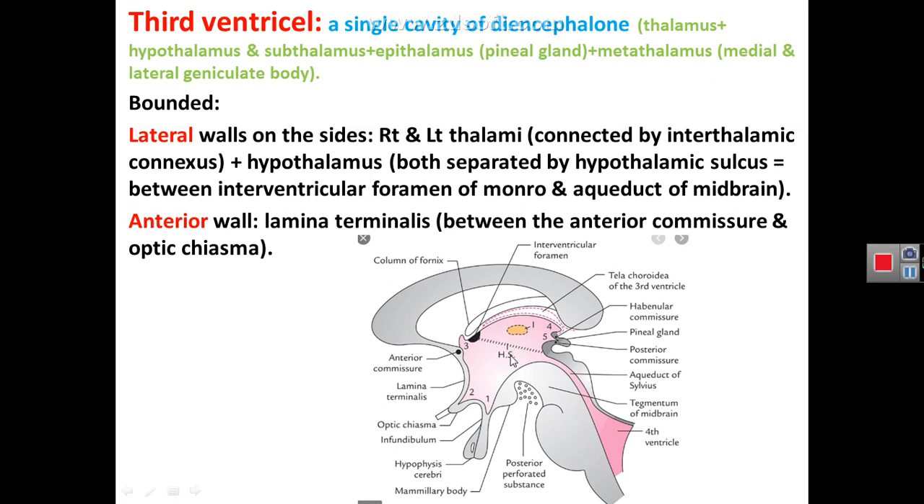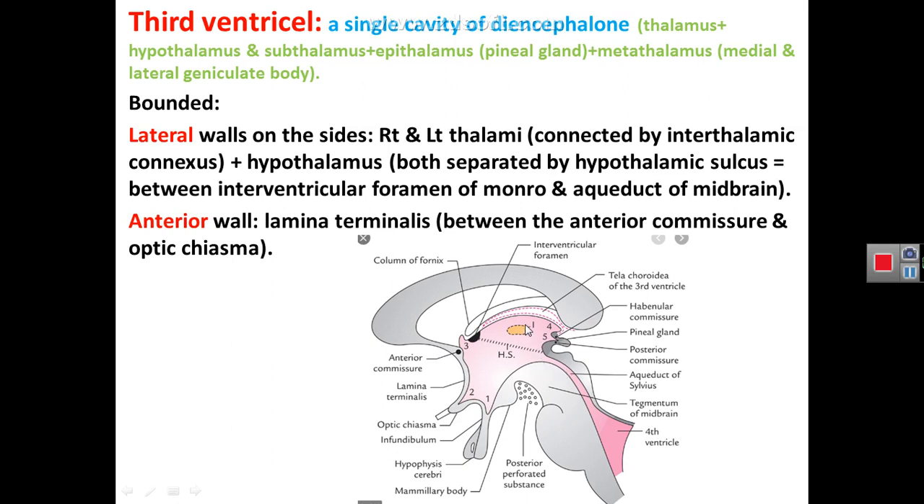The third ventricle is bounded laterally by the thalamus above and hypothalamus below, and in between them is the hypothalamic sulcus. The hypothalamic sulcus extends from the interventricular foramen anteriorly till the aqueduct of midbrain posteriorly or inferiorly, which is called the aqueduct of Sylvius.